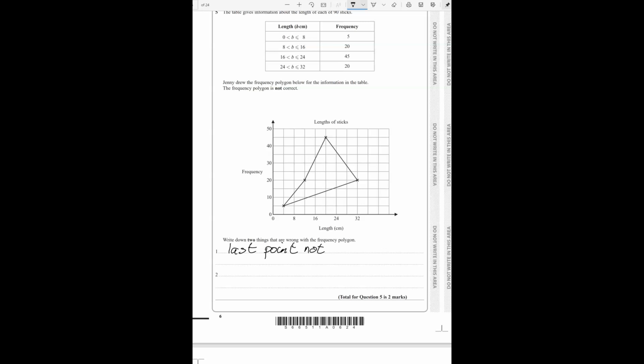So last point not in middle of the group. And they shouldn't be enclosed. It shouldn't be closed off. Well, it's always very tempting because it's a frequency polygon. You think it needs to look like a polygon. You don't need that line there. No, I can't spell enclosed. Right on, enclosed. There we go. Okay, so the two things. Last point is wrong. Shouldn't be enclosed.